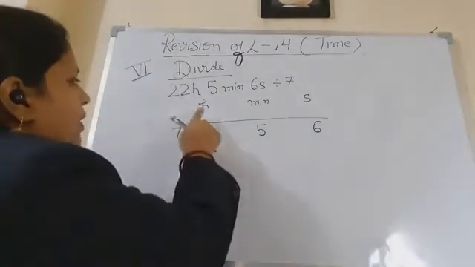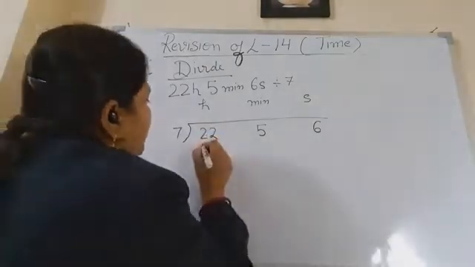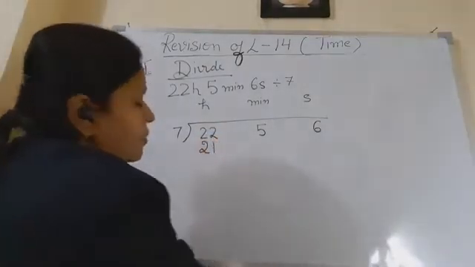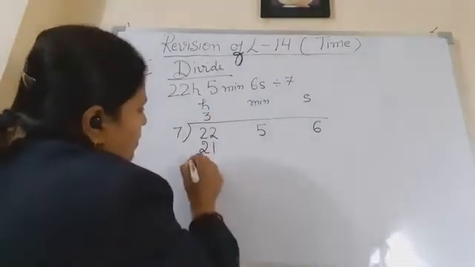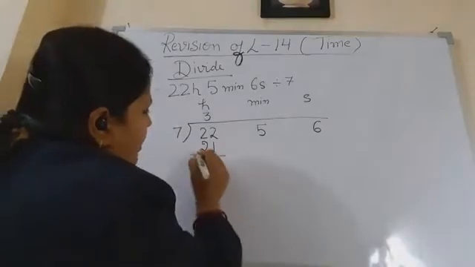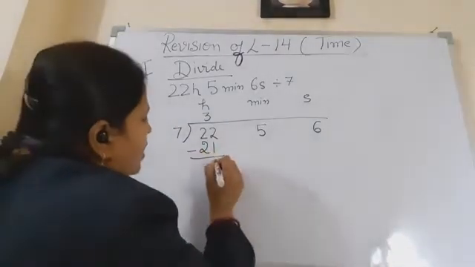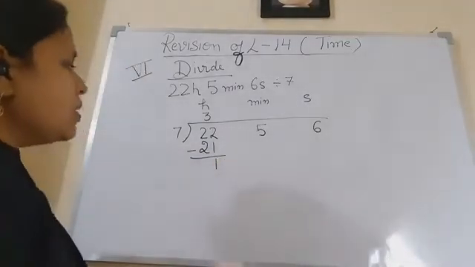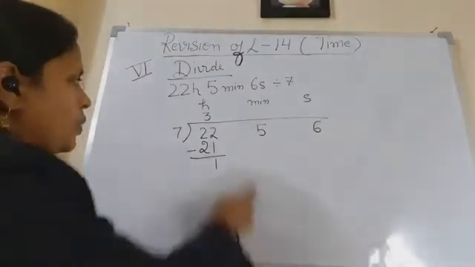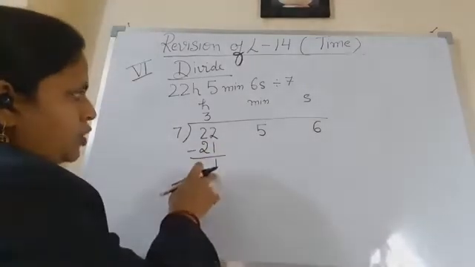When we divide 22 hours by 7, let us see how we will divide. We know that 7 threes are 21. So here we will write 3 in the quotient. And what is our remainder? When we subtract 21 from 22, we get remainder 1. So 1 hour is left. Now we don't have any other hour to carry down, so we will stop the division of hour.